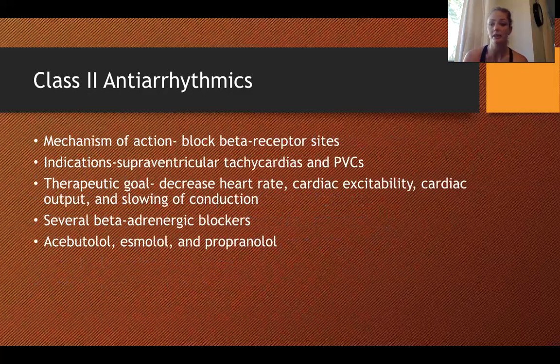Class 2 antiarrhythmics are the beta adrenergic receptor blockers that cause a decrease in the excitability of the heart muscle and a decrease in the blood pressure and the workload of the heart. This class of medication is indicated for supraventricular tachycardias and PVCs as well. The therapeutic goal of these medications is to decrease the heart rate, decrease the excitability, and decrease the cardiac output, kind of slowing the conduction through the AV node.